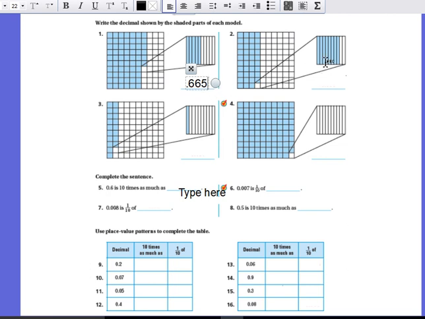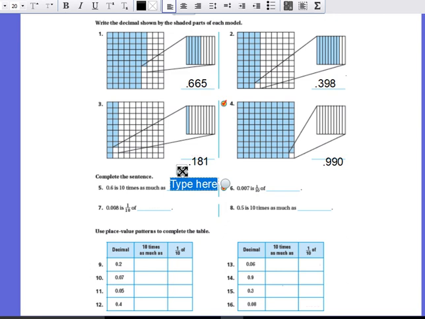Okay, I would like you to do numbers 2, 3, and 4 with your partner, and you can come back and check your answers. All right, let's move on to complete the sentence. 6/10 is 10 times as much as... So we're going as 10 times as much, so it has to get smaller.